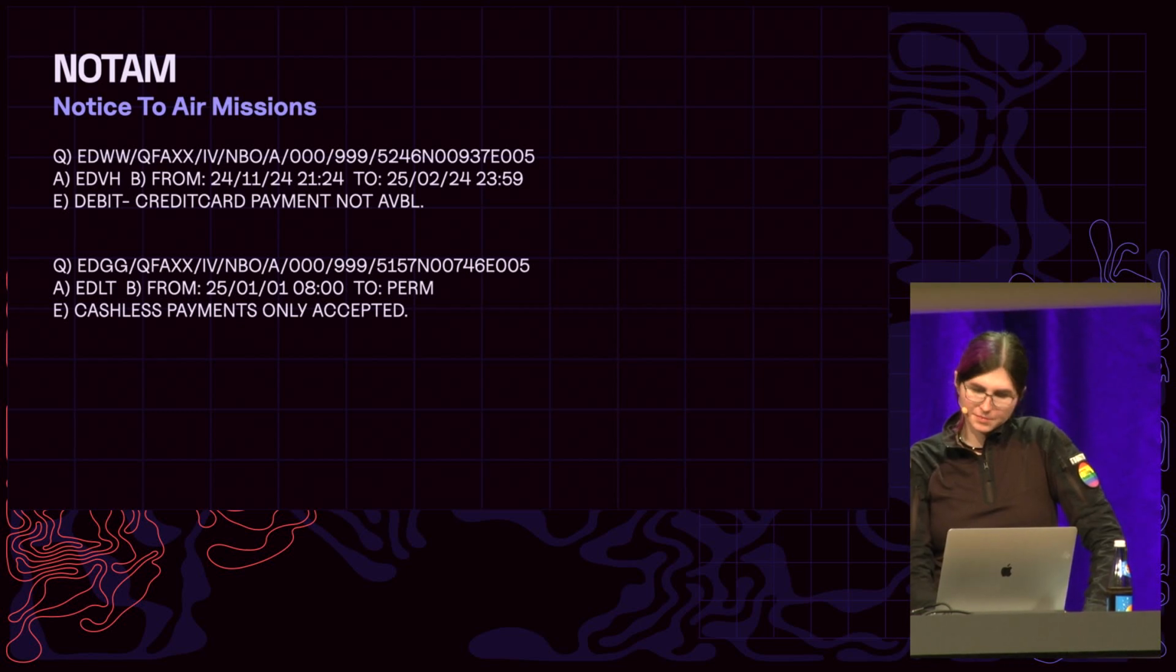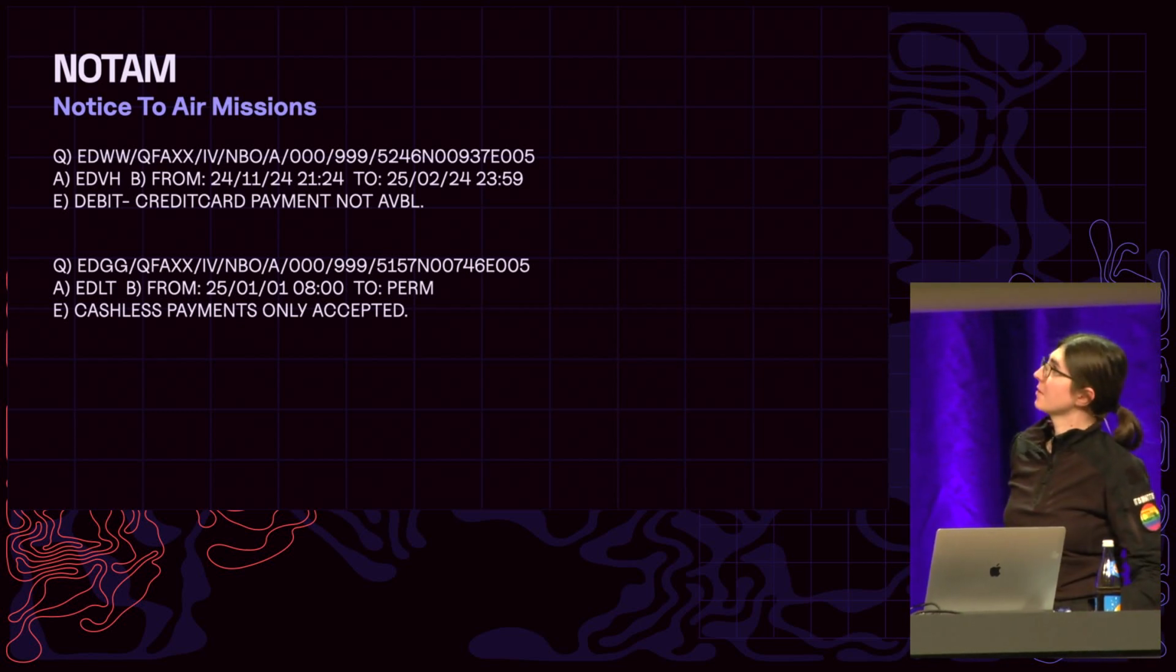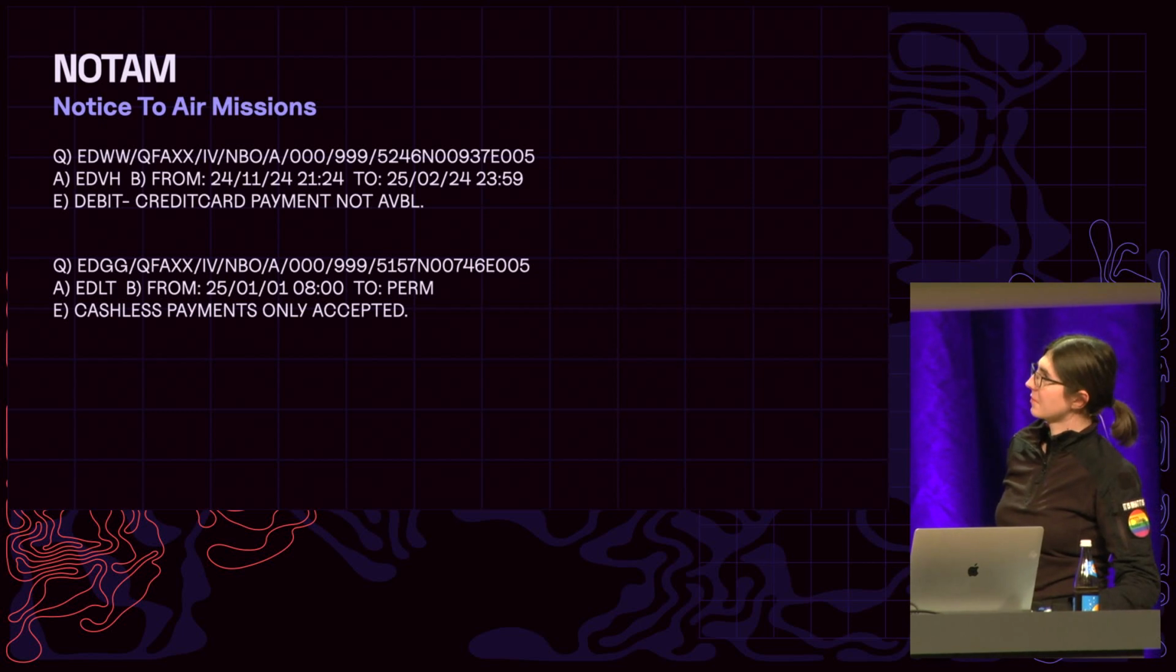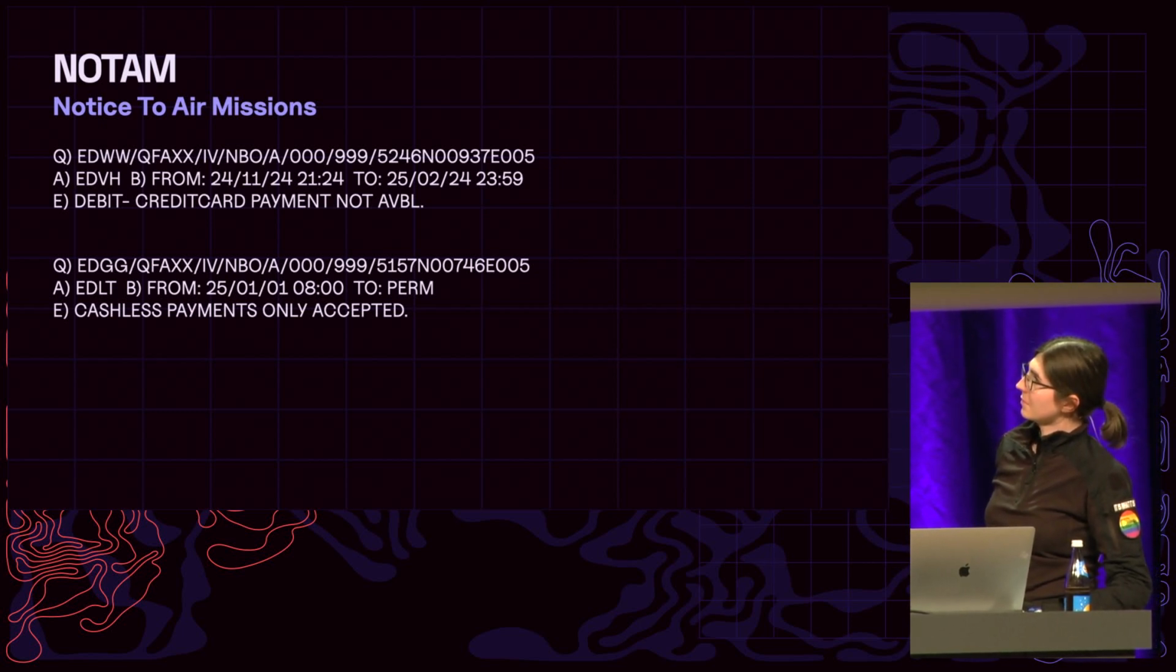So what you can see are these codes here. In this case, the publisher is a different region. The category QFAXX means facilities at the airport, XX because it's not used. All the other fields you've already seen. It's time from when to when this is important. So, for example, EDVH means between.